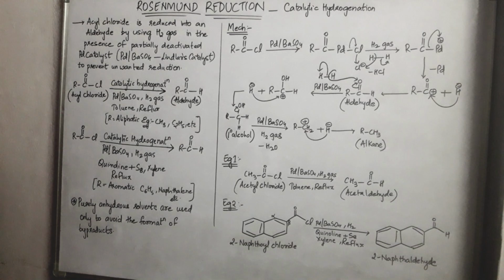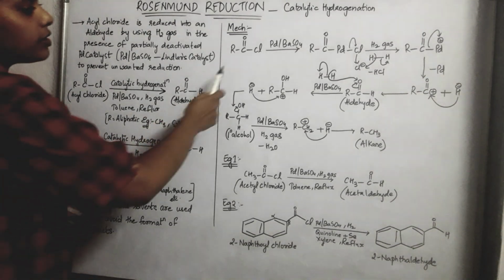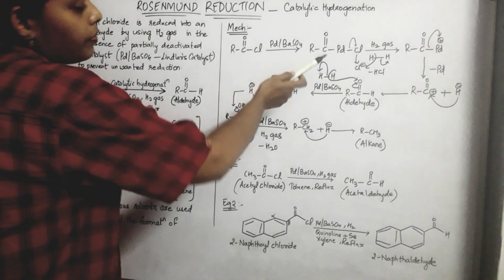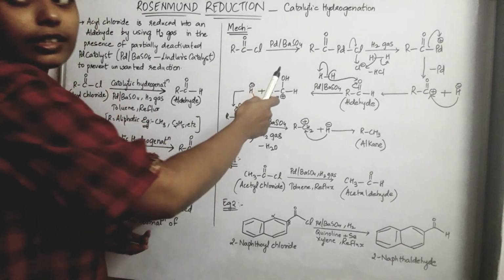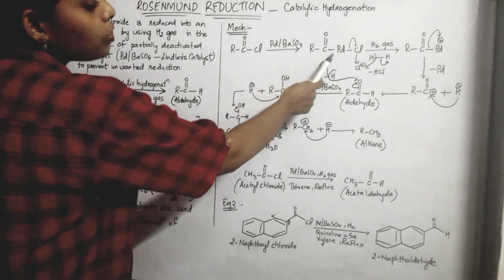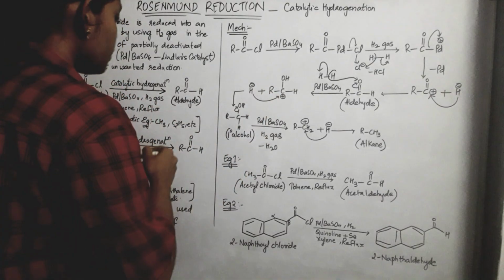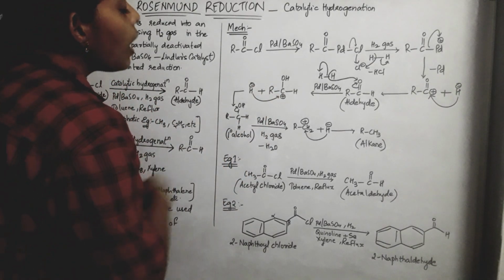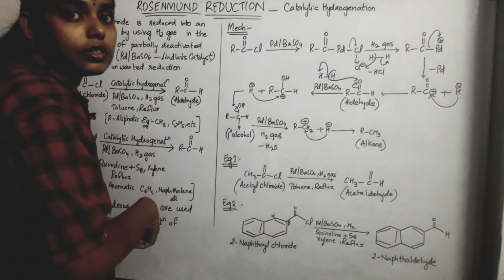Now let us see the mechanism for this reaction. So first here this is acyl chloride. So this acyl chloride reacts in the presence of catalyst, Lindlar's catalyst. It will give us this compound where palladium is being introduced between carbon and chlorine. So how is the palladium getting introduced?